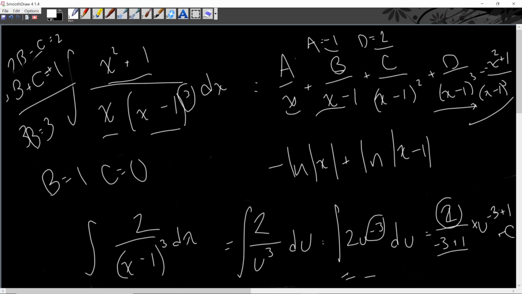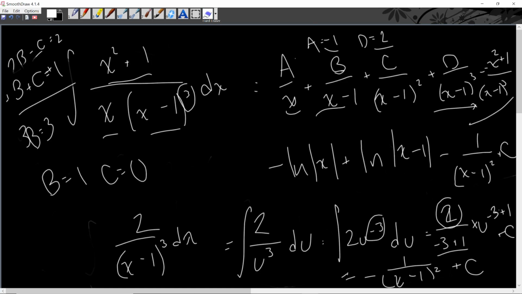So u to the negative 2 is going to be 1 over u squared. We said that u was x minus 1, so we're going to be left with 1 over x minus 1 squared, and then plus c. So our final answer is just going to be 1 over x minus 1 squared plus c. So yeah, that was a lot of work.